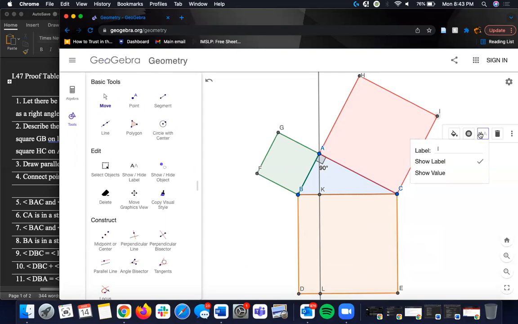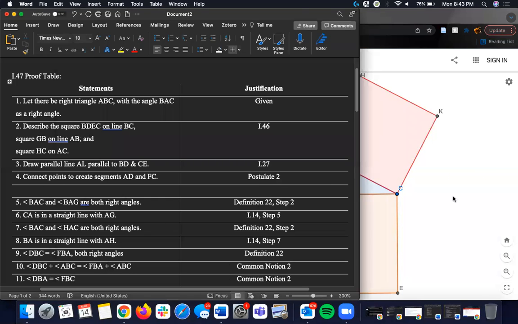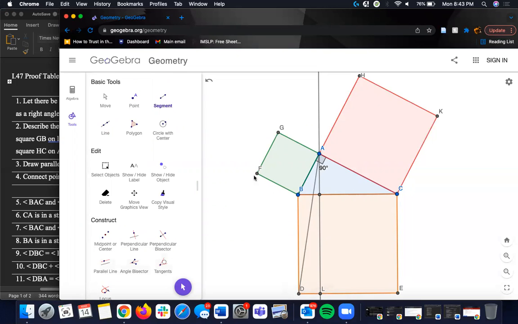we will be making segments AD and FC, and we'll be passing those through the other triangles. We can do this based off of Postulate 2, which states we can make finite lines continuously through the straight lines, as we're doing right now.